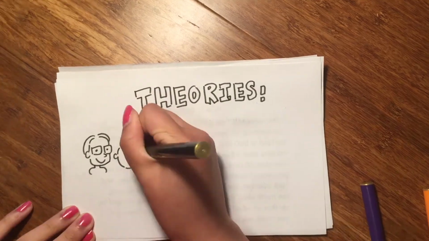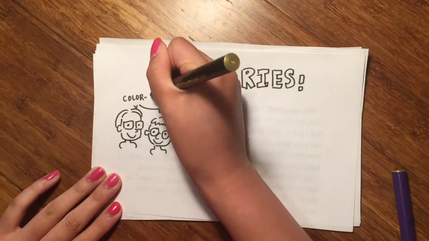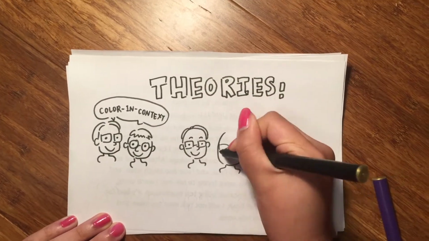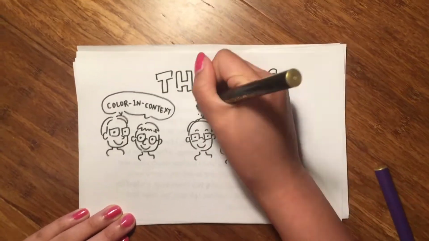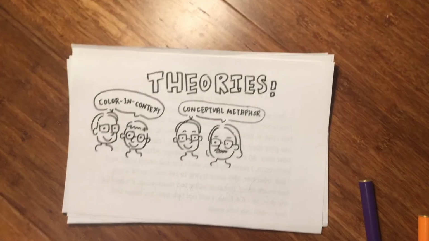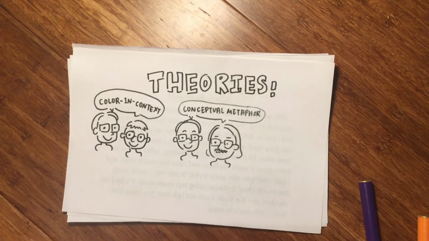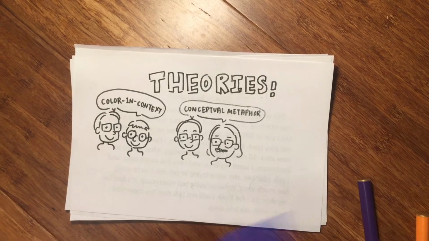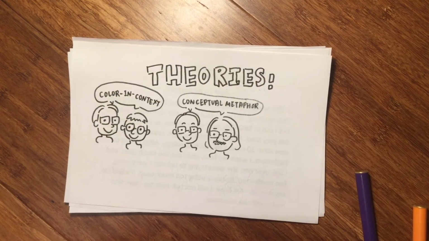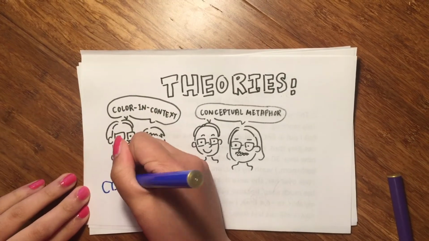The two biggest theories of color cytology are color and context by Elliott and Maier, and conceptual metaphor theory of color by Meier and Robinson. Color and context emphasizes the physical and psychological context in which color is perceived and is thought to influence its meaning and responses. Well, that was kind of hard to understand, so here's an example.